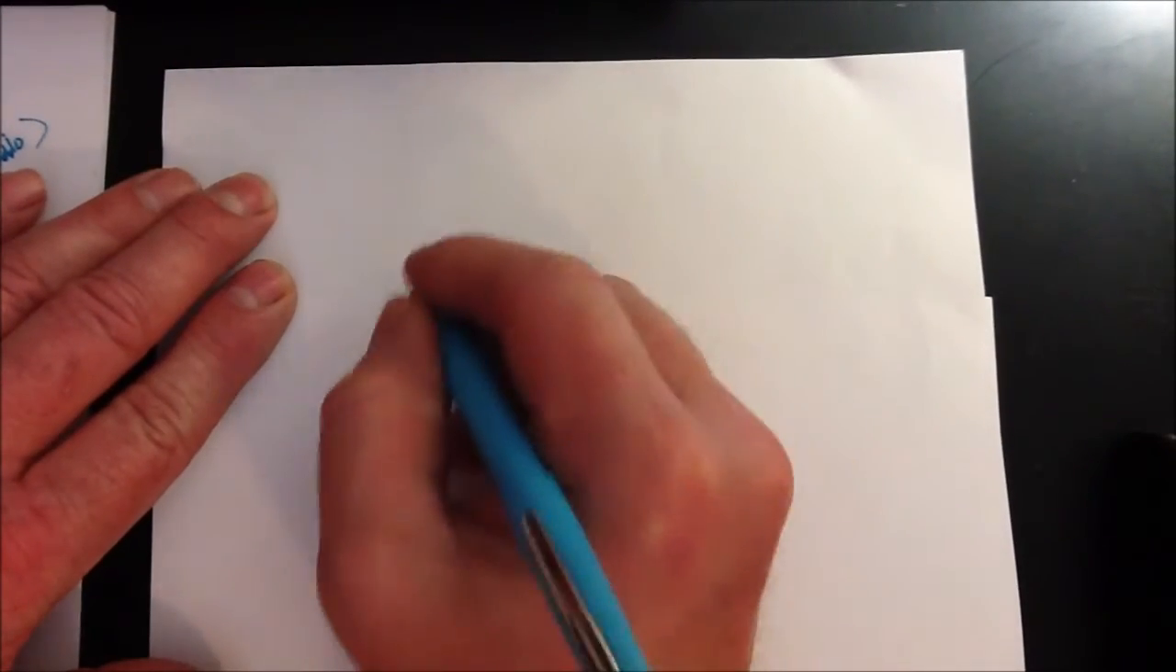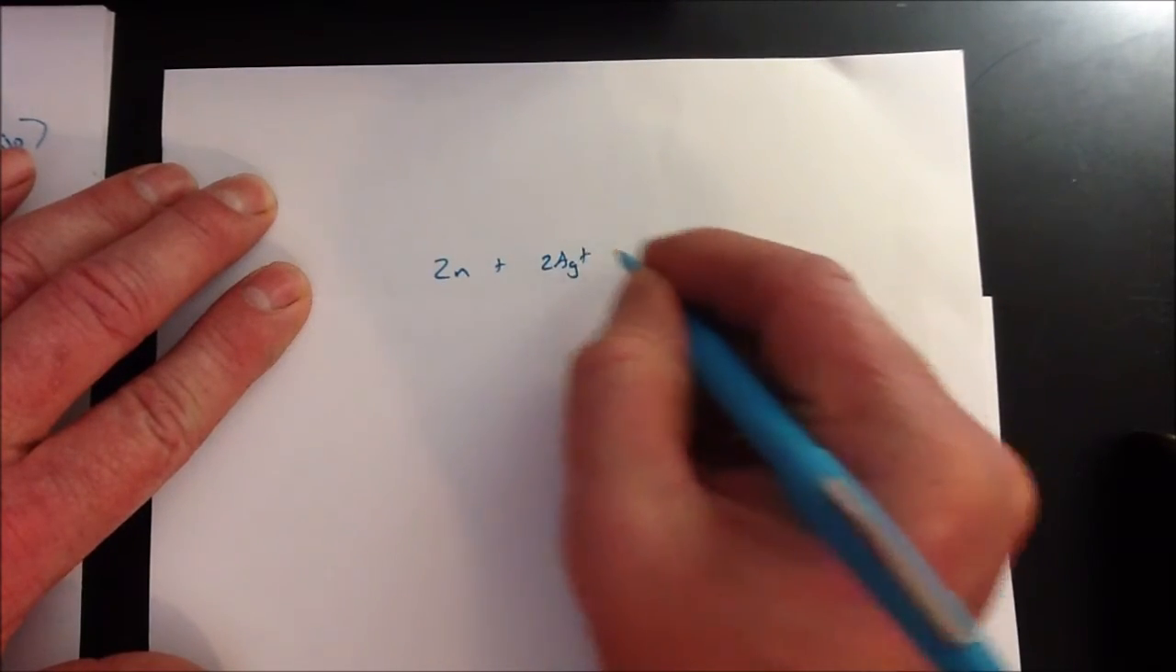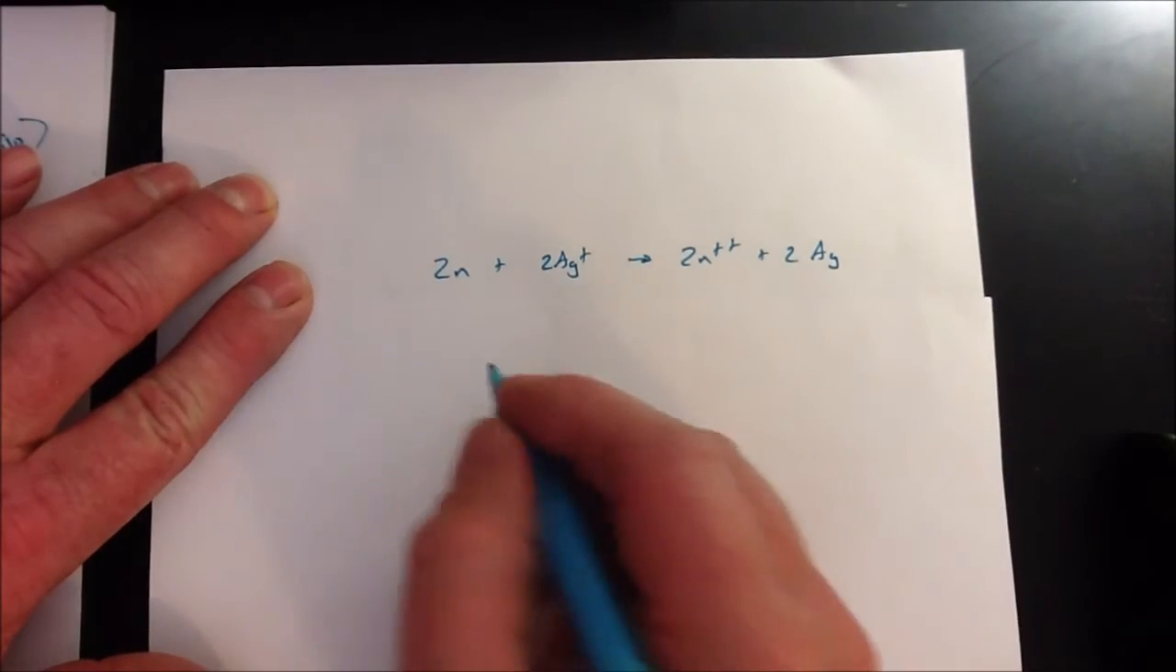This is a quick way to represent that same reaction that we had there a moment ago. Again, zinc plus 2 Ag plus, and we do it this way.